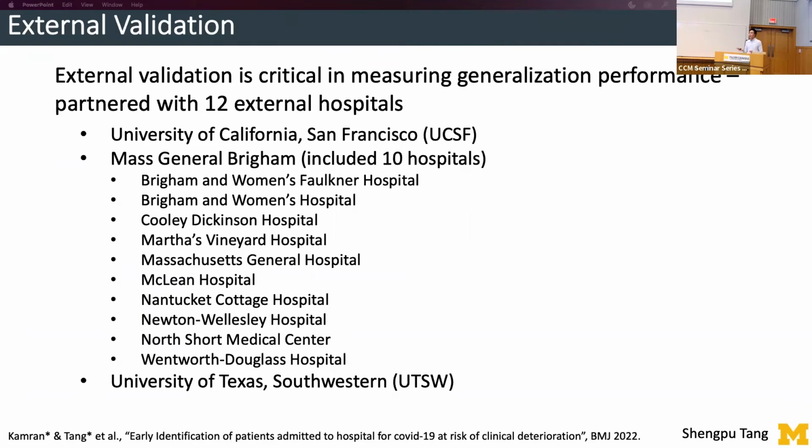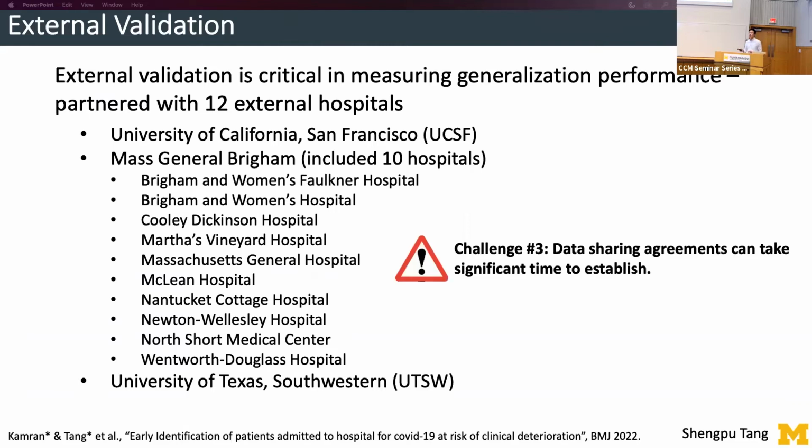But given the time constraint of the pandemic, this was not feasible because of the extensive data sharing agreements that are required to move these sensitive patient data. So instead of sharing data, we shared code with the collaborating institutions. We sent our model code and pre-processing code to each of the collaborators at those institutions and had them run our model on their data using their infrastructures. And we were able to achieve this in just a couple of months.